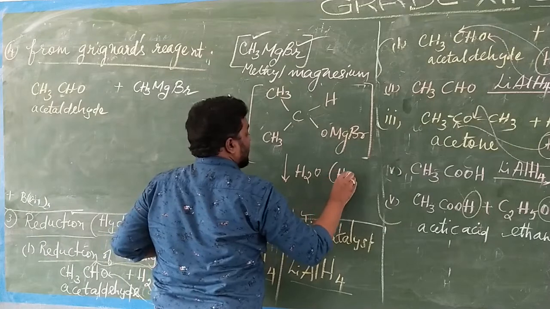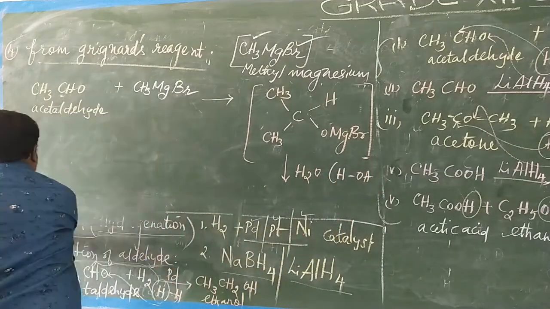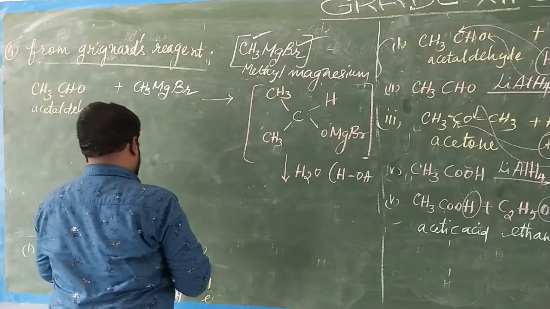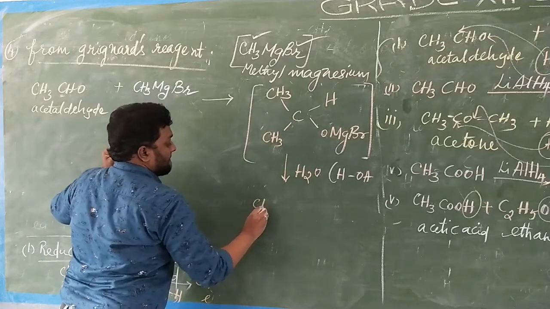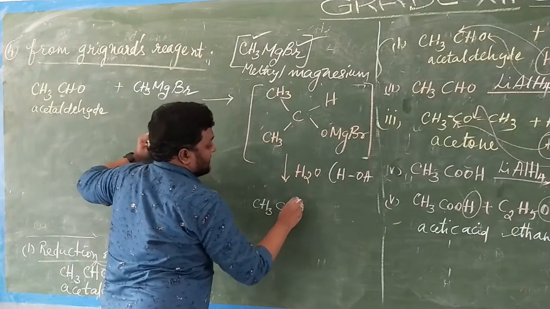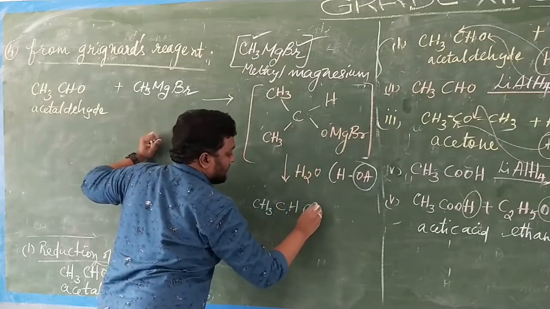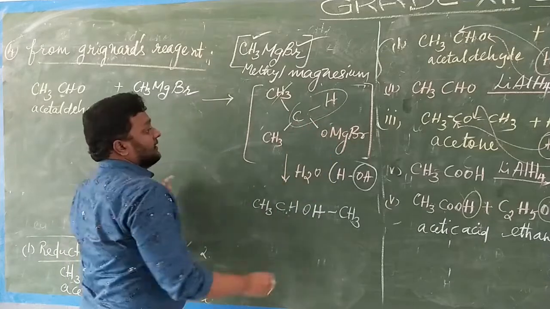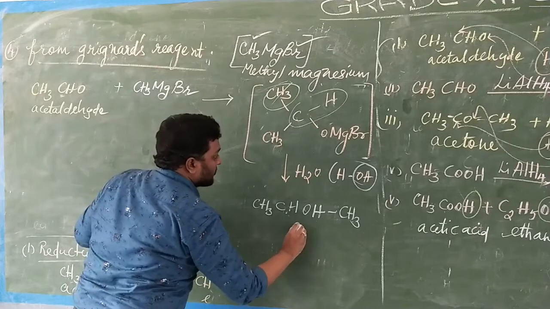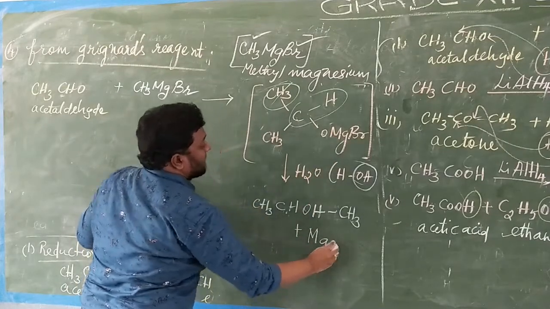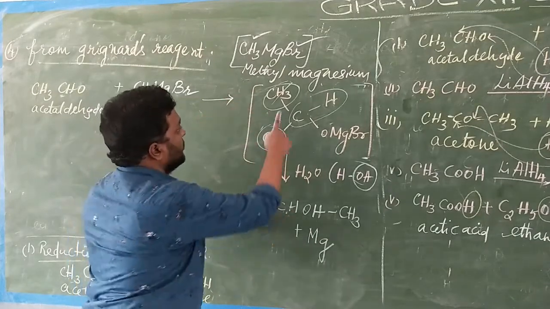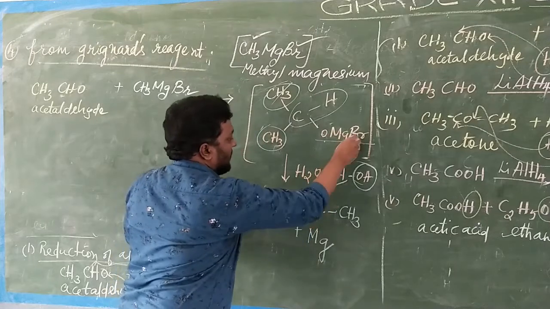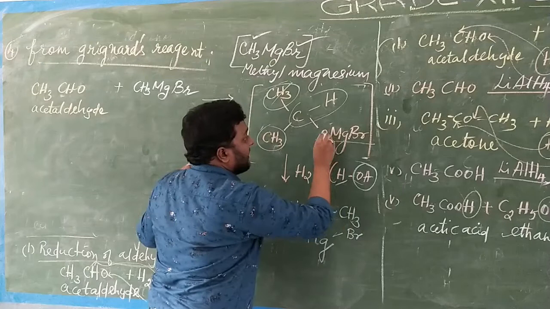This water molecule can be split as H and OH. What is the product you will get? The product is CH3, CH, this OH, this CH3. Then what is the remaining byproduct we have? Mg is there. We have removed the CH3 and the CH with the OH. Remaining is this one, H and OMgBr. So I am writing MgBr OH here.